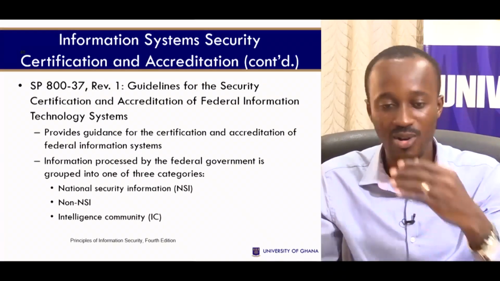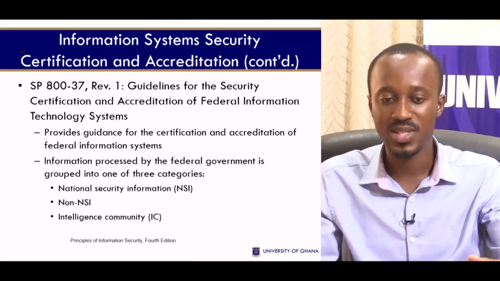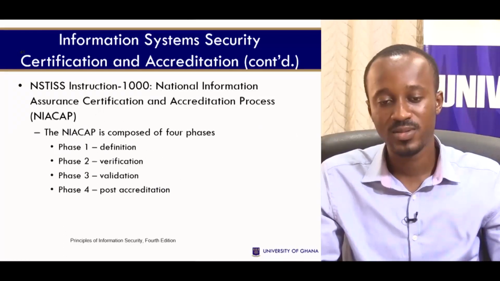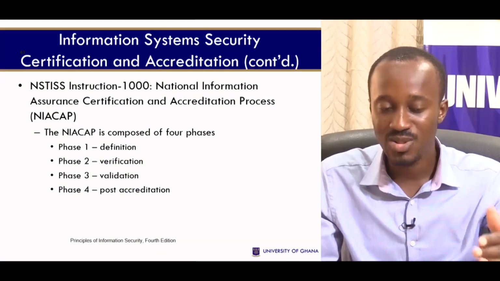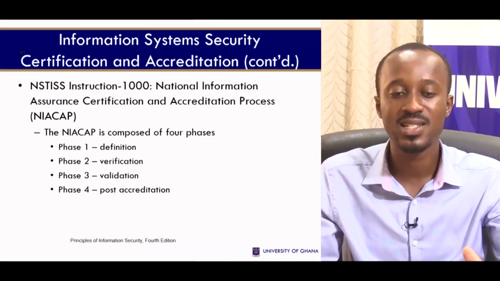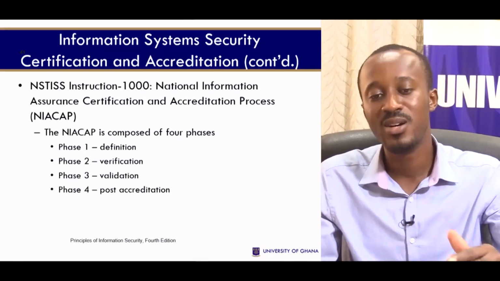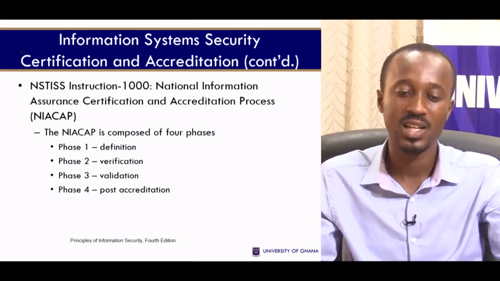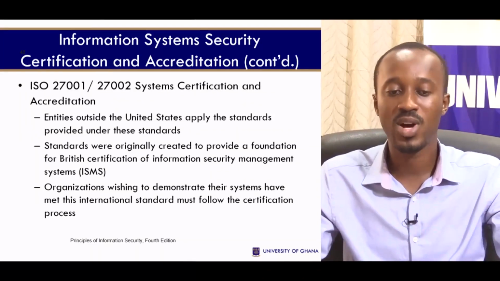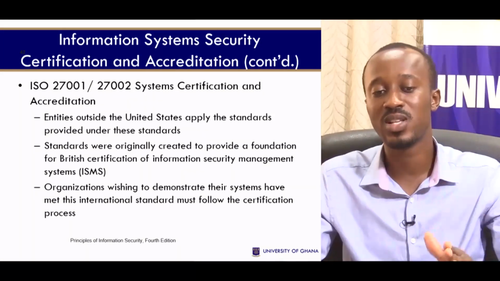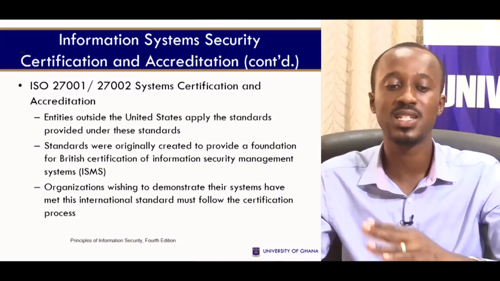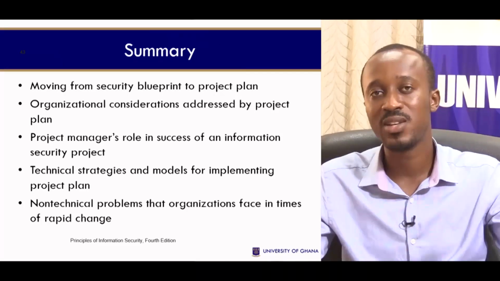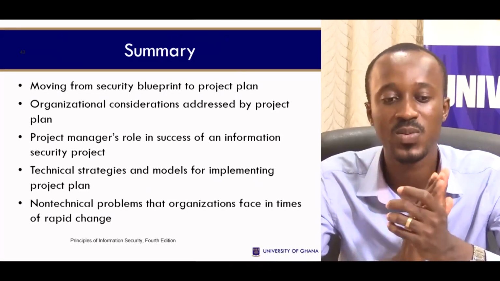This is an example of such guidelines for security, known as SP 800-37. There's also the NSTISS, which is also Information Systems Security Certification and Accreditation. It does that in four phases. We also have the ISO 27001/27002 System Certification and Accreditation. Those are just a few examples of the accreditation that we have.